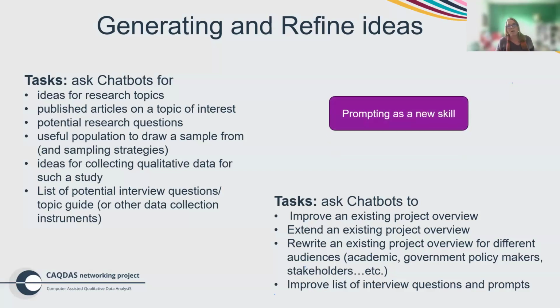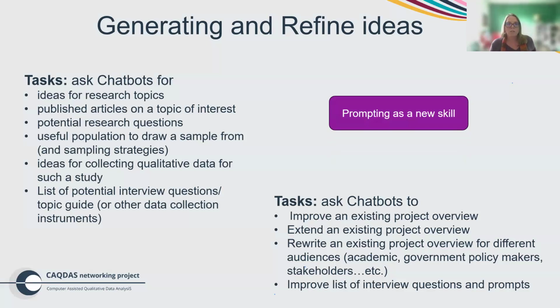If you're using chatbots for these kinds of purposes, then of course you need to be asking questions in a way that is going to yield the most useful answers. And that skill is referred to often as prompting. And we'll come back and talk about prompting as a new skill for qualitative researchers in this space later on.